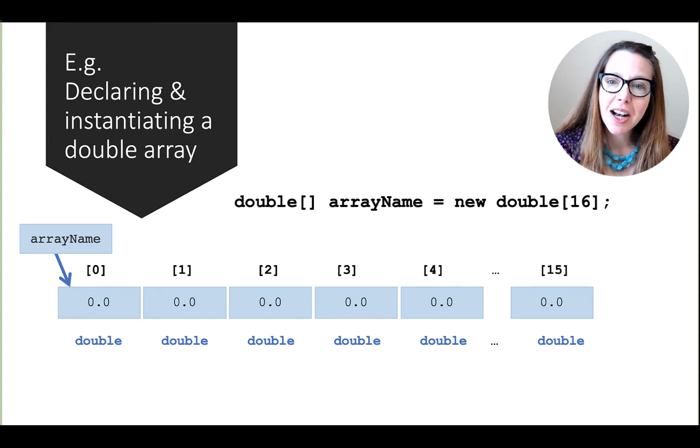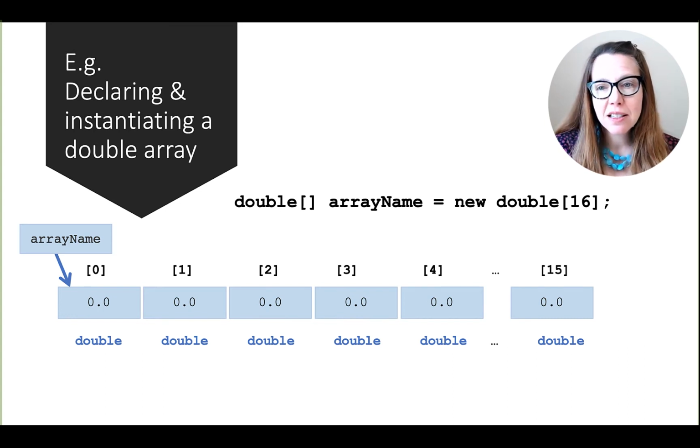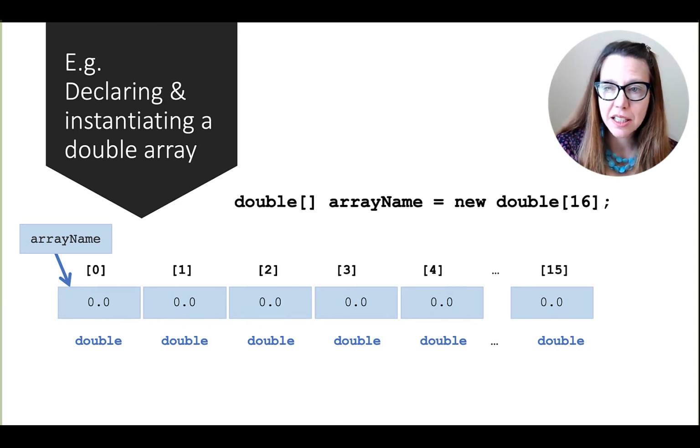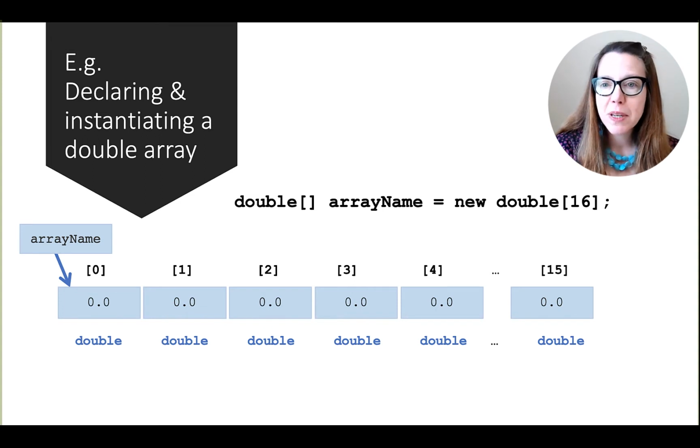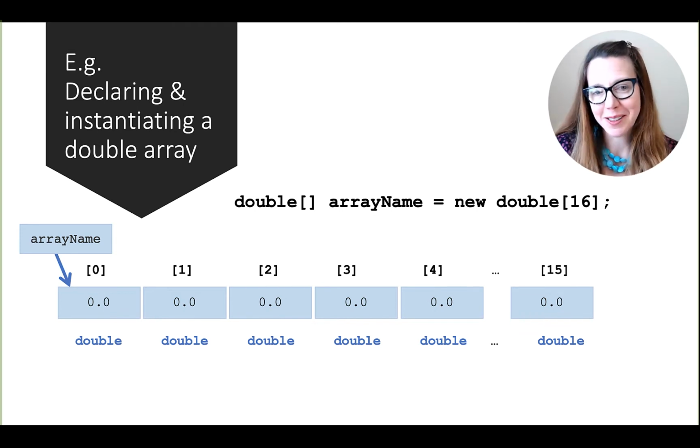Here is an example of declaring and instantiating a double array. This array is instantiated to hold 16 elements. Note that because the indices of these array elements start at 0, this means that the last element in the array can be found at index 15, even though there are 16 elements in the array. Also note that because these elements are of type double, instead of being initialized to 0, these elements are all initialized to hold 0.0.